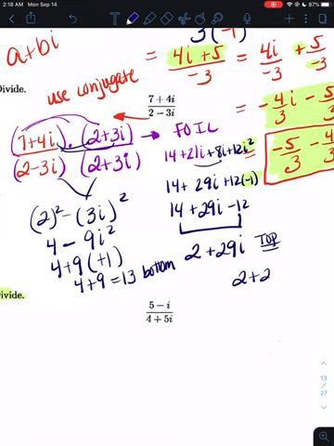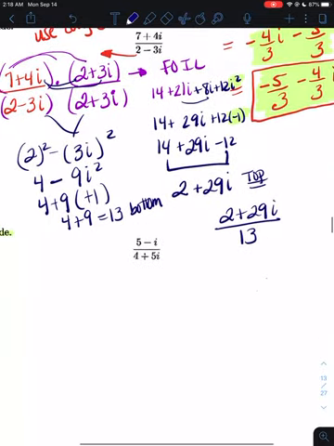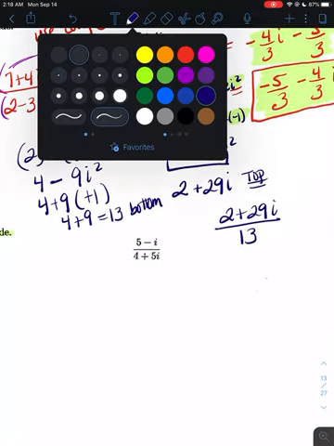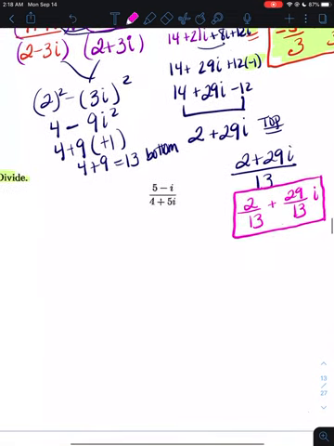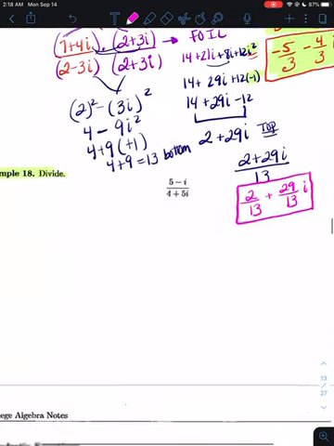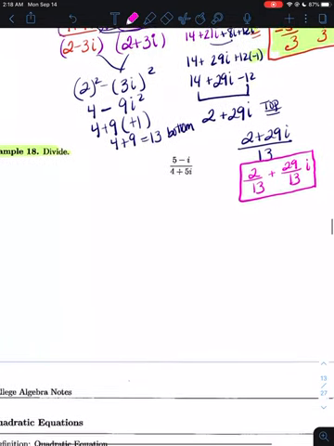So I have 2 plus 29i all over 13. You cannot share the same fraction bar. So this becomes 2 over 13 plus 29 over 13, and you'll put the i beside it. All right, pause the video and try this example here, the last example.